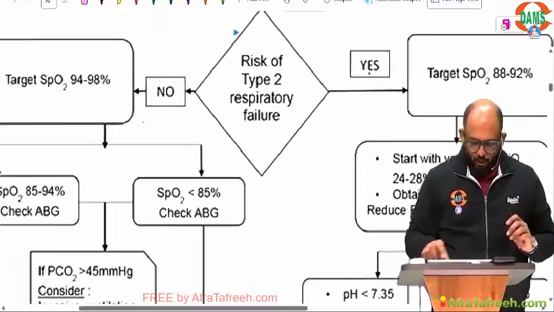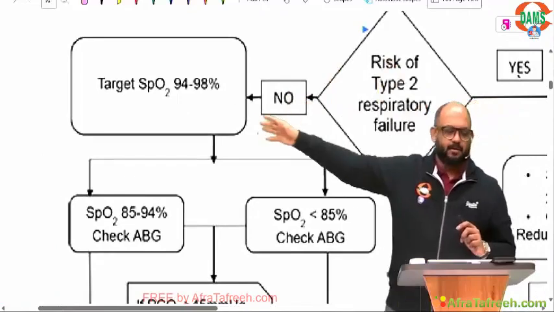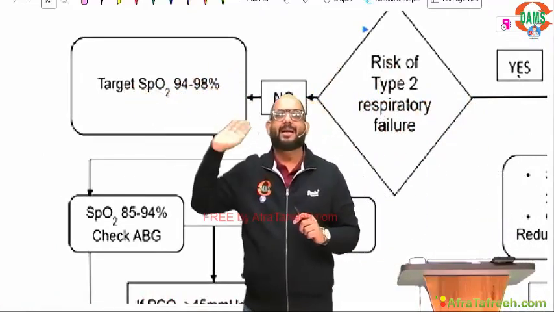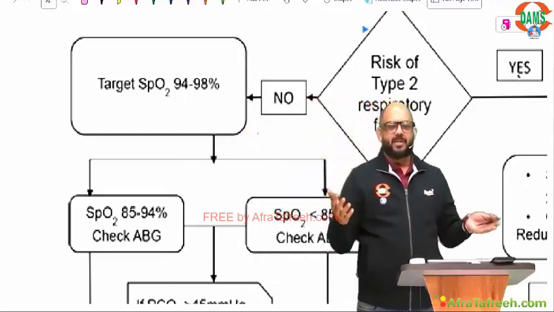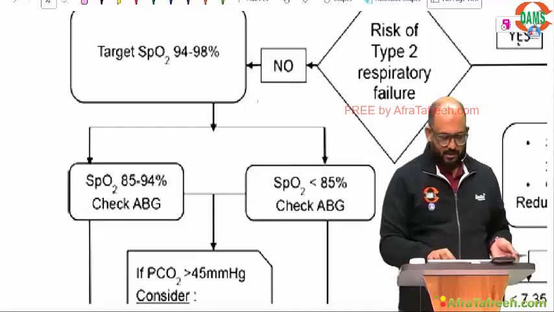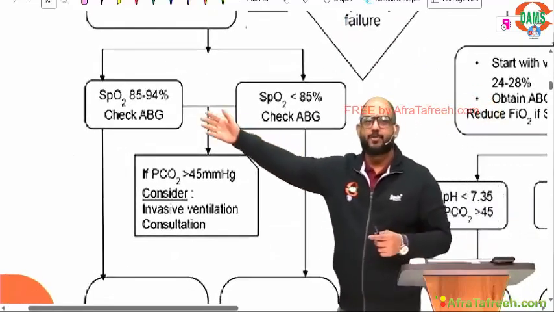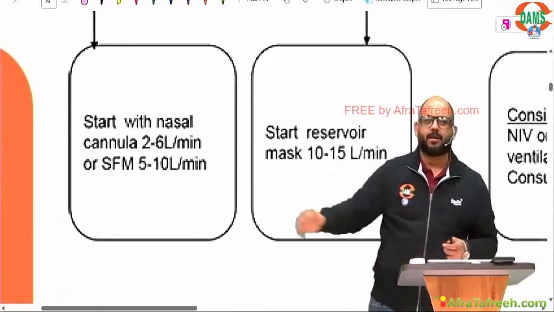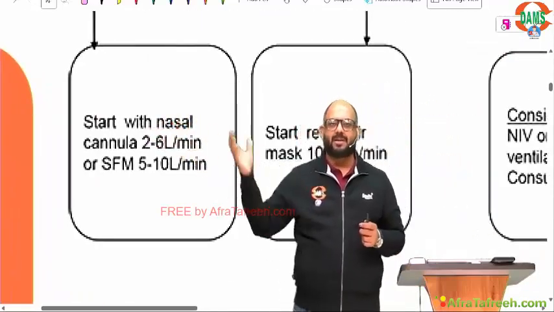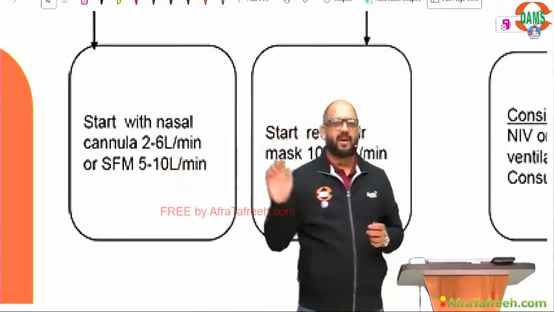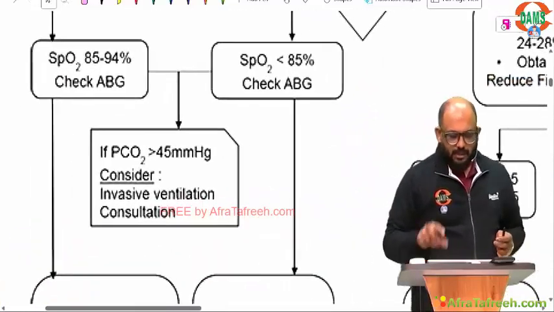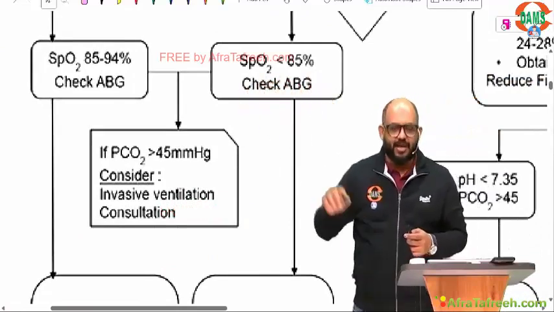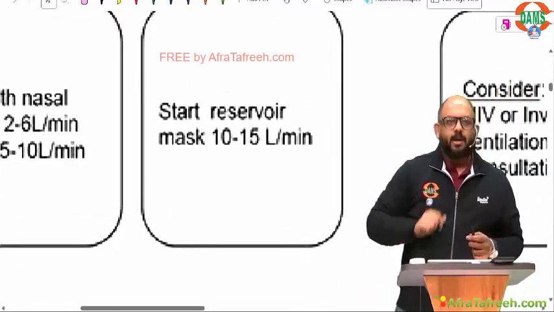If there is no risk of type 2 respiratory failure, then your target SpO2 is 94 to 98%, because the patient is not COPD, so you can give more oxygen to the patient. If the SpO2 is between 85 and 94, you check ABG, and with that you start nasal cannula. I told you the first thing you start is nasal cannula or simple face mask at 5 to 10 liters per minute. If the patient's SpO2 is less than 85, you check ABG and you start a reservoir bag.